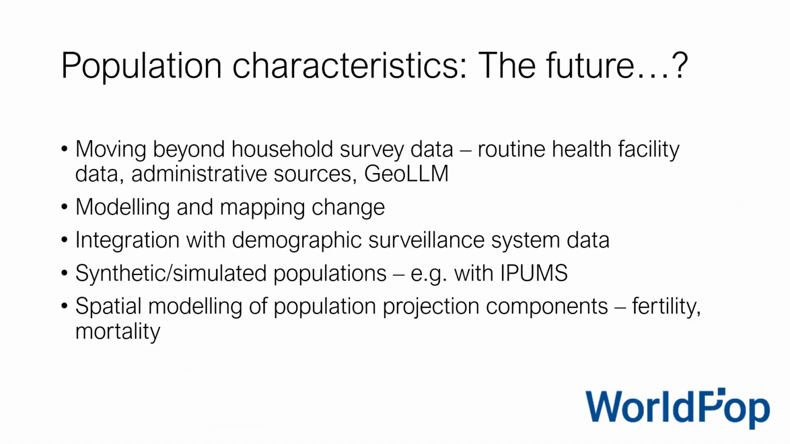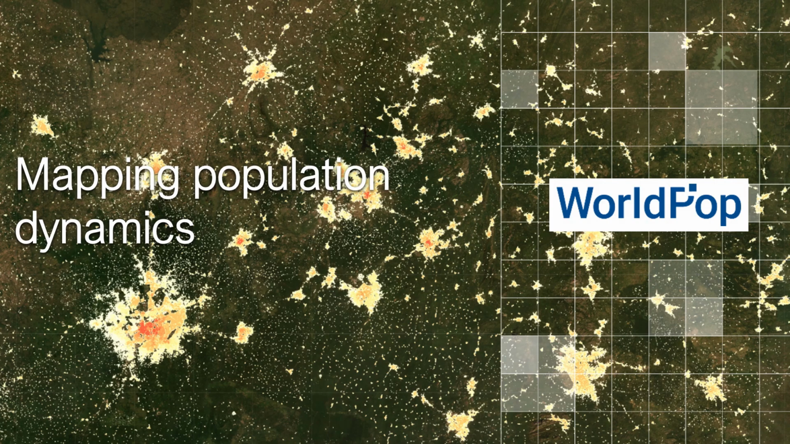So yeah, again, for the future, there are lots of things I think it would be really interesting to hear about and collaborate on in terms of moving beyond just household survey data, routine health facility data, administrative sources, to be able to better model and map changes, integrate with things like demographic surveillance system data, synthetic populations, and modeling components, so fertility, mortality. Can we bring in also migration to do a better job of small area population projections? And that brings in, I think, a final component.